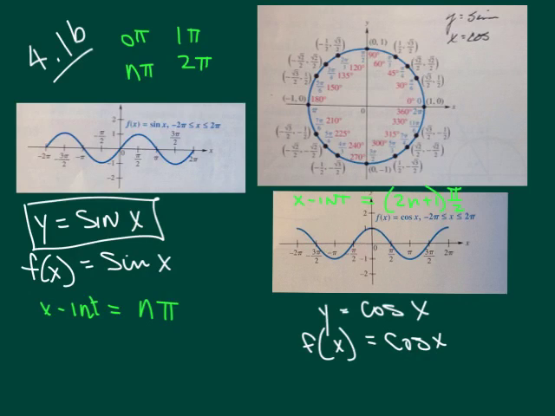So make sure you've got that down. That's important for you to have because you're going to want to use that. So that's it for 4.1b.